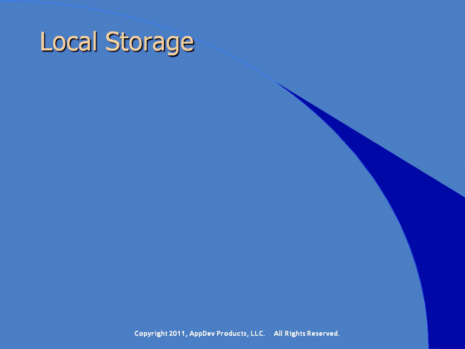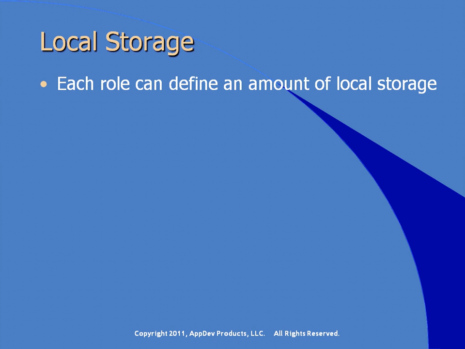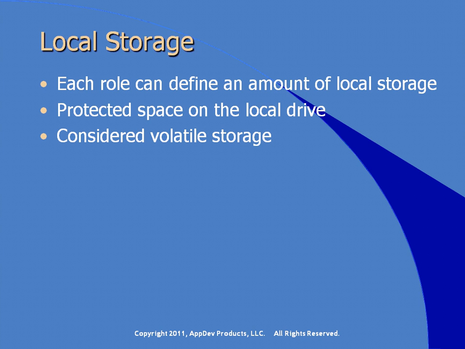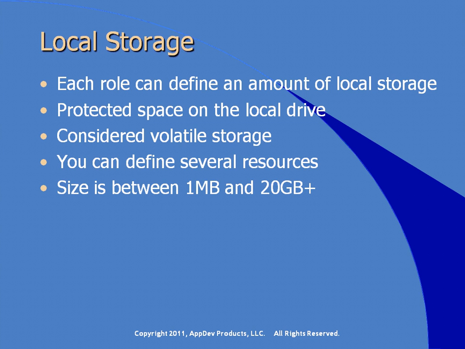So let's discuss local storage for roles for a minute. Each role can define an amount of local storage resources, including protected space on the drive. Again, this storage is volatile, meaning in the case of a hardware failure or operating system crash, any data is lost. Each storage resource can be defined with different sizes, ranging from 1 megabyte to over 20 gigabytes, and you can set these resources up quite easily by defining them in the configuration file.